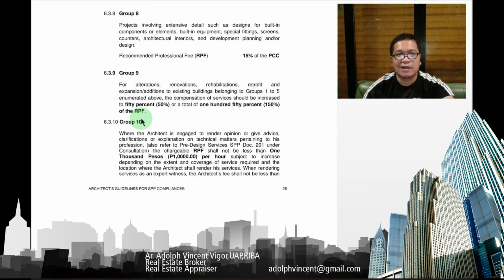Then Group 9 for alterations, renovations, retrofit, and expansion or additions to existing buildings belonging to Groups 1 to 5. The compensation of services should be increased by 50% for a total of 150% of the RPF.